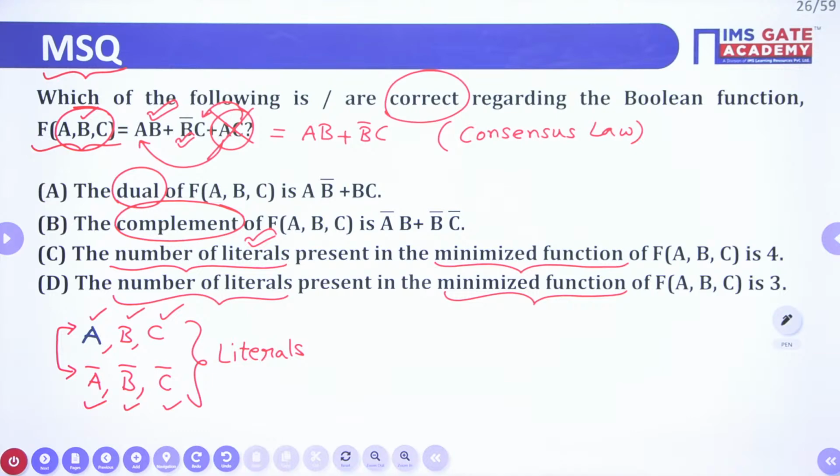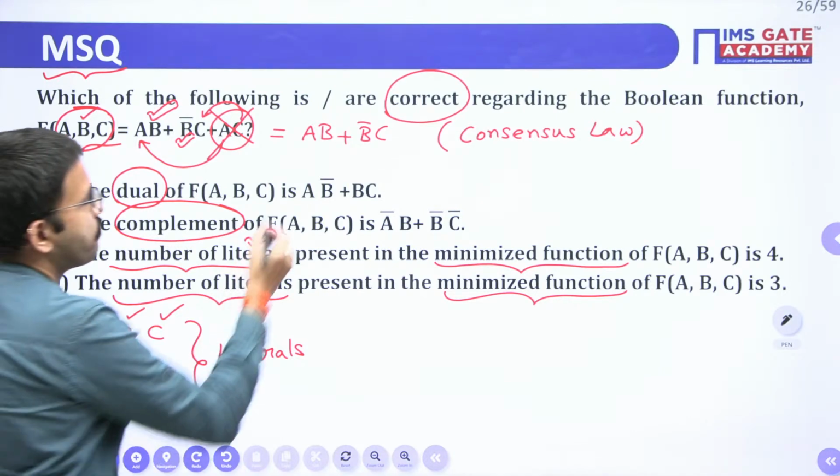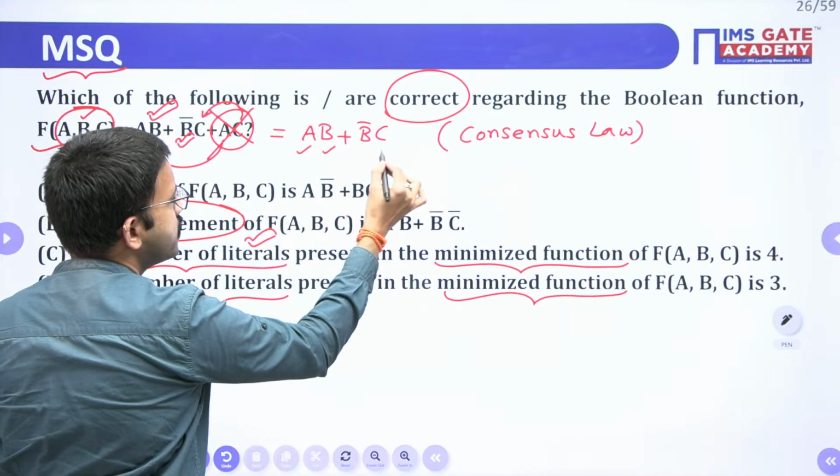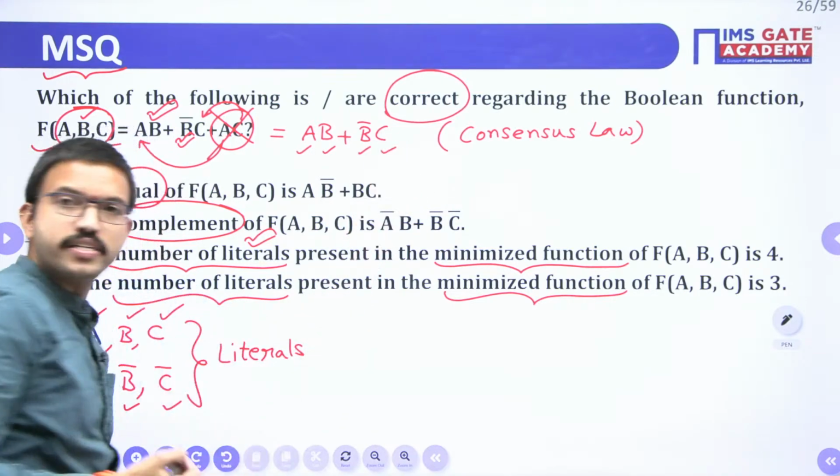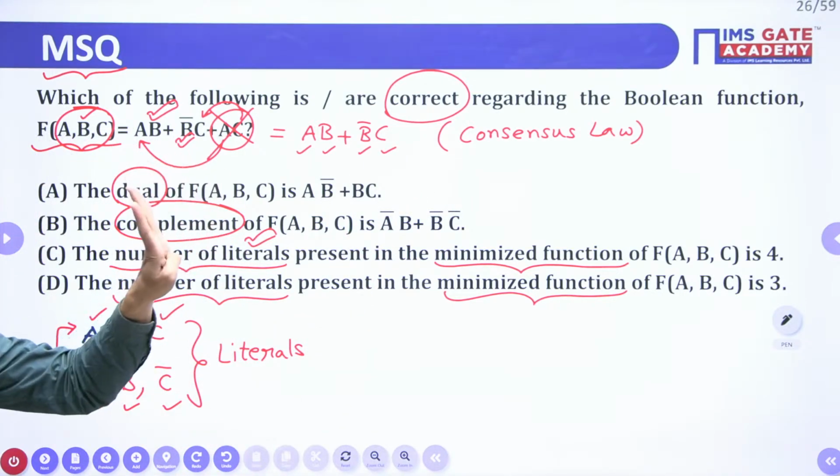Yes. Yeah, Abhilash, you can cross check. See, A is the literal, B is the literal, C is the literal. Similarly, B bar is also literal. Correct? So in total you are having 4 literals.